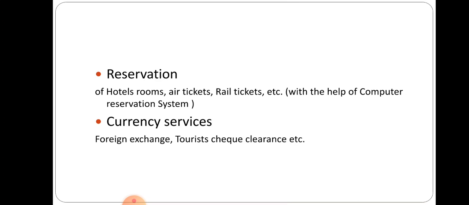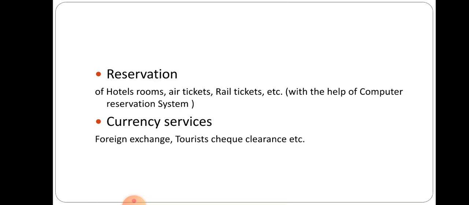Reservation. This is another important function of a travel agent. Reservation of hotel rooms, air tickets, rail tickets, and other entertainment facilities is provided by a travel agent to the tourist. Nowadays this has become automated with the help of computer reservation systems and other updated software.